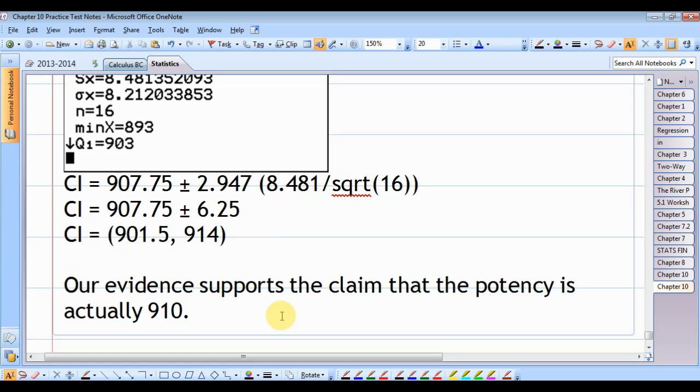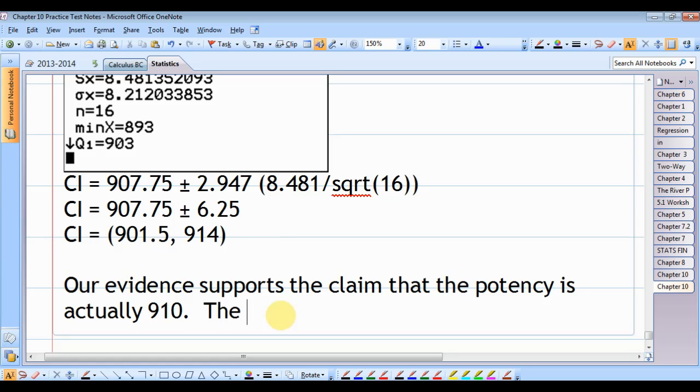Now, if 910 was not in the interval, your evidence would not support the claim. So it's basically, is it in the interval or not? Exactly. It's in the interval, we support it. Not in the interval, we don't support it.